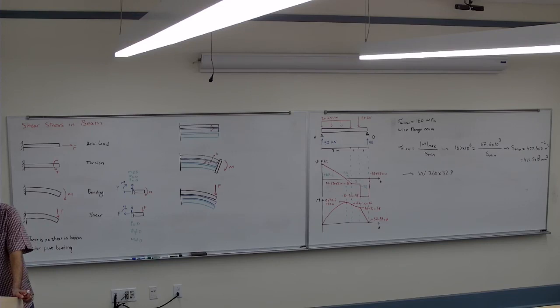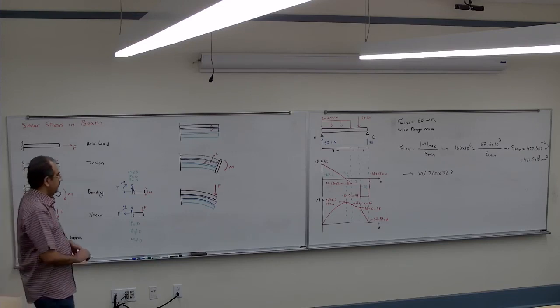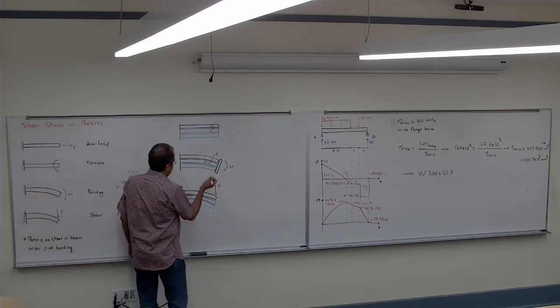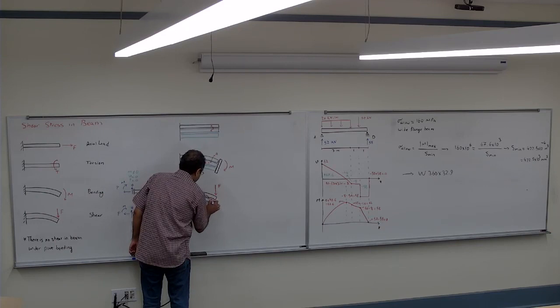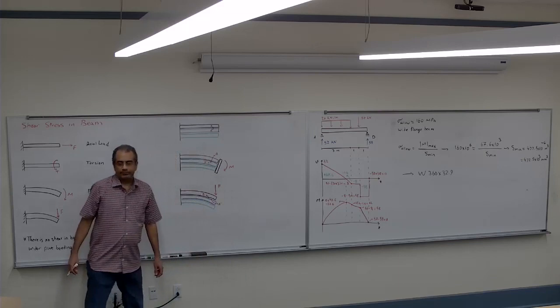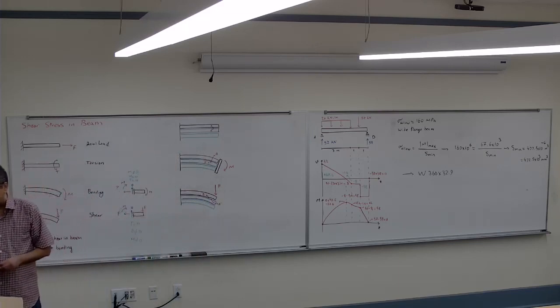in this case, A and A prime will no longer be in line with each other. I'm exaggerating, the A would be here, and the A prime would be here. So you see, they move horizontally from where they were.